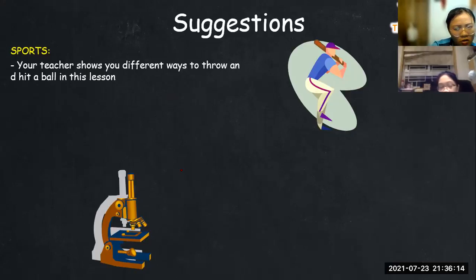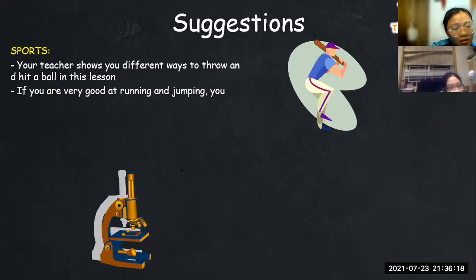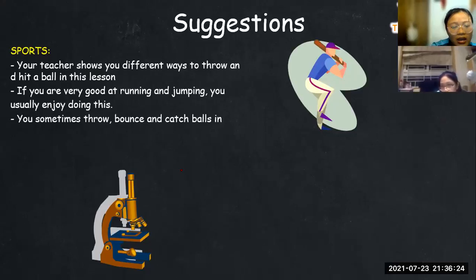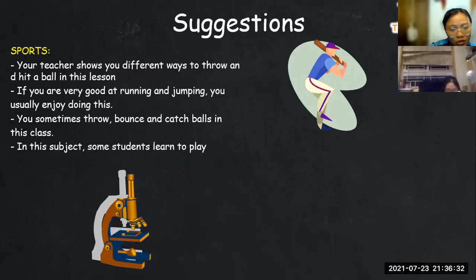Okay, not along with the science here. The second one: If you are very good at running and jumping, you usually enjoy doing this. And next: You sometimes throw, bunt and catch a ball in this class. And in this subject, some students learn to play different sports and games. Okay, it's about sport.